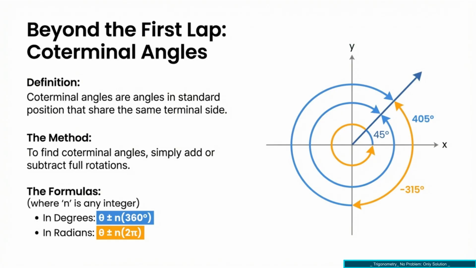Coterminal angles share the same terminal side. To find them, simply add or subtract full rotations. The formulas are theta plus or minus n times 360 degrees for degrees, and theta plus or minus n times 2 pi for radians, where n is any integer.